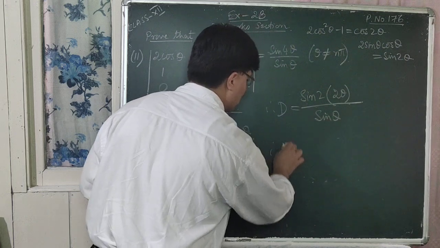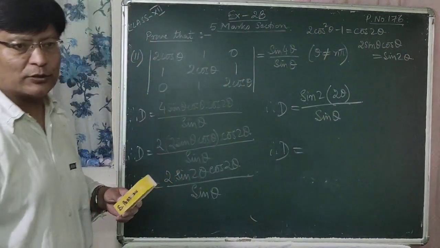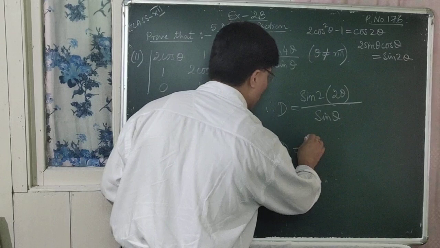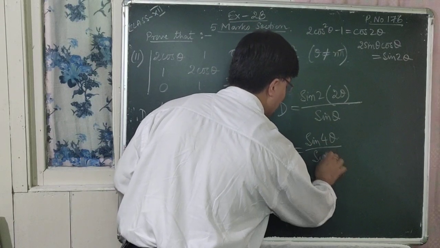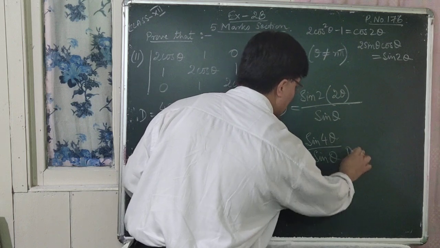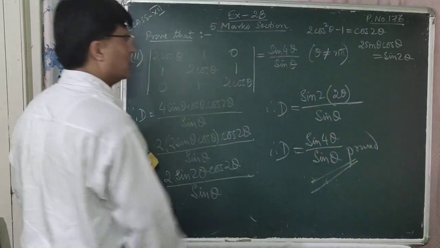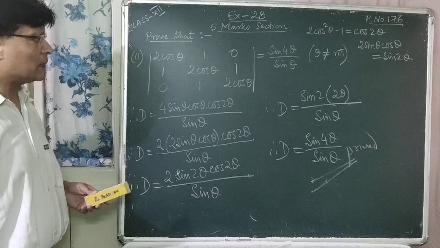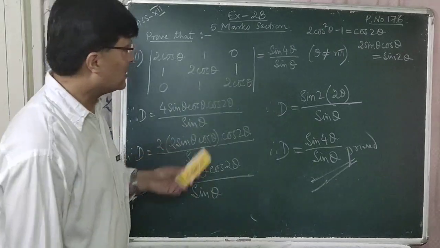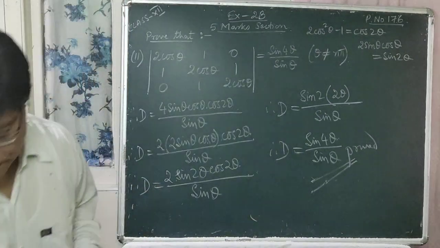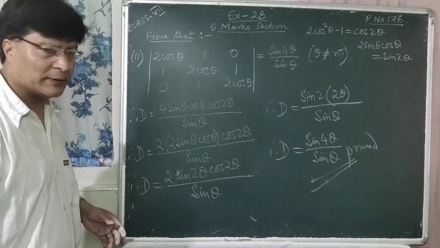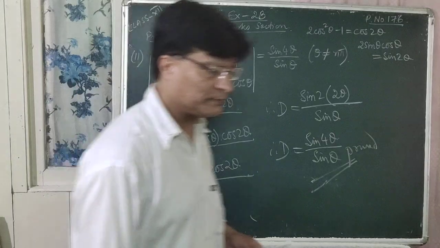This whole divided by sin θ. So therefore, what is D equal to? Sin 2 into 2, that is 4. So it is sin 4θ divided by sin θ, which is equal to the right hand side, that is sin 4θ divided by sin θ, right? So you can copy it. We'll do the next question now.